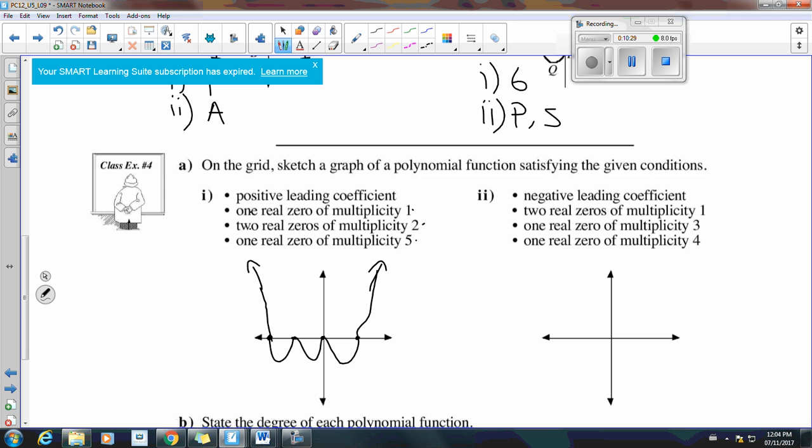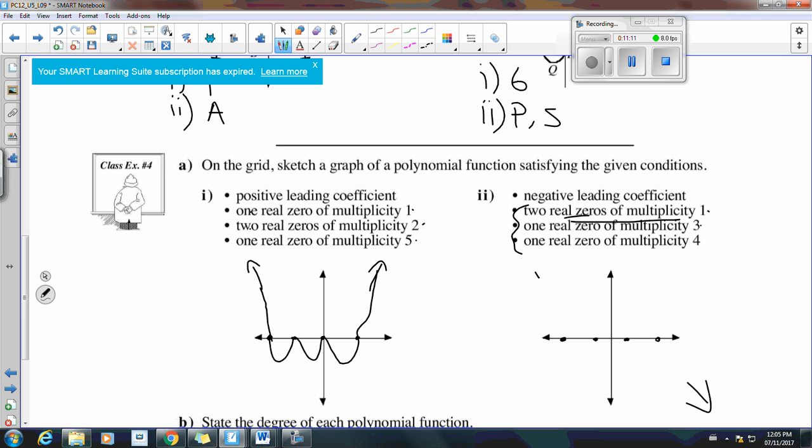Second one, negative leading coefficient. So that means its right arm is going to be going down. 2 real zeros of multiplicity 1, 1 real zero of multiplicity 3, 1 real zero of multiplicity 4. So here I have 4 real zeros. So I can mark 4 x-intercepts anywhere on there. My total multiplicity, I have 1 plus 3. Oh, sorry, I have 2 real zeros of multiplicity 1. So that counts for 2. Plus 1 real zero of multiplicity 3. So now I'm at 5. Plus 1 real zero of multiplicity 4. So that gives me a degree of 9.